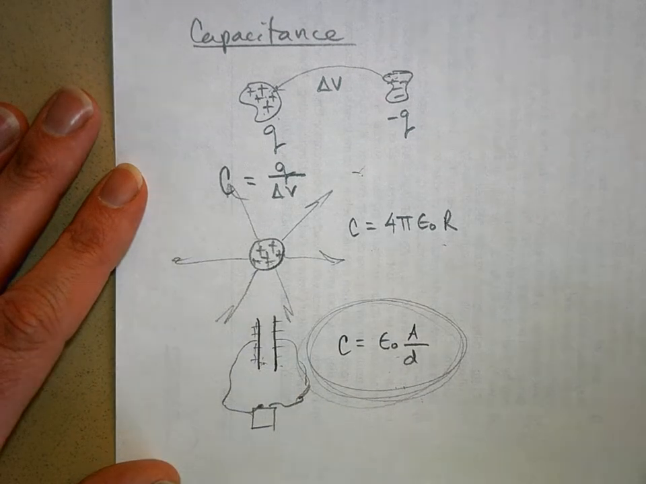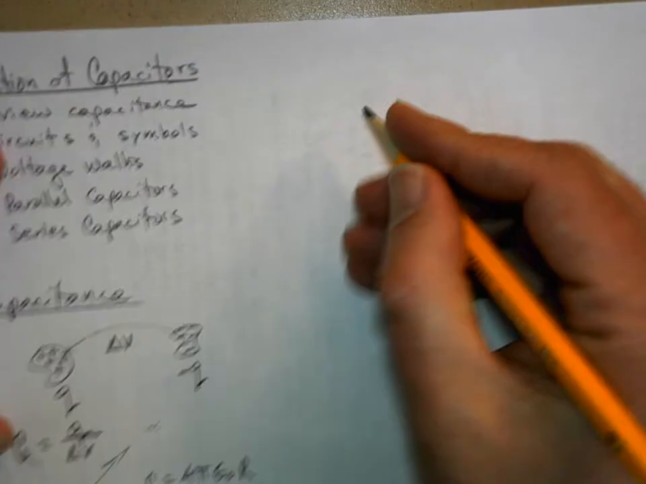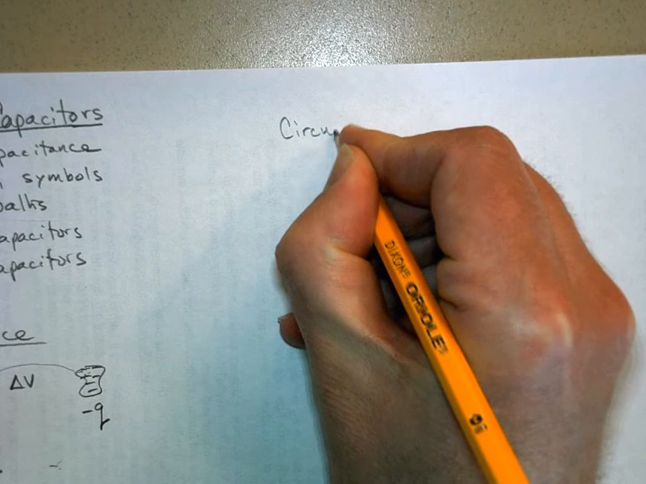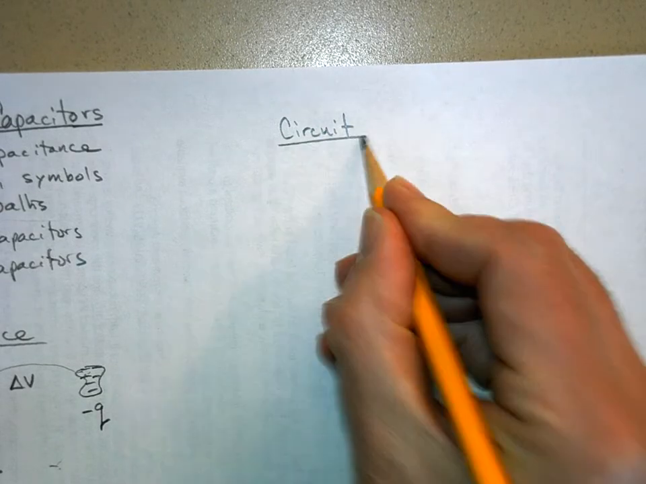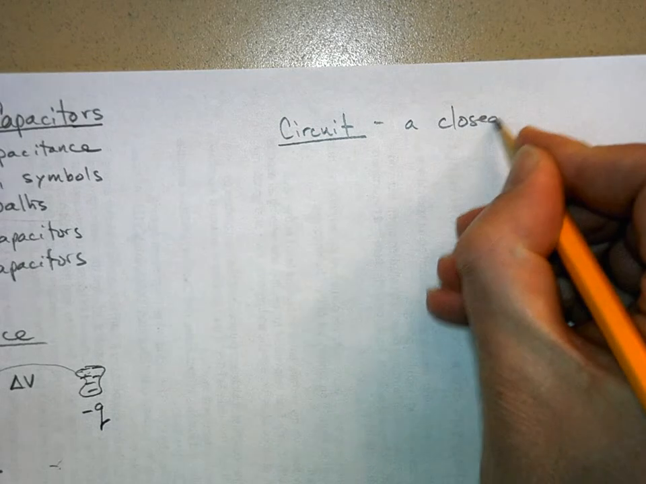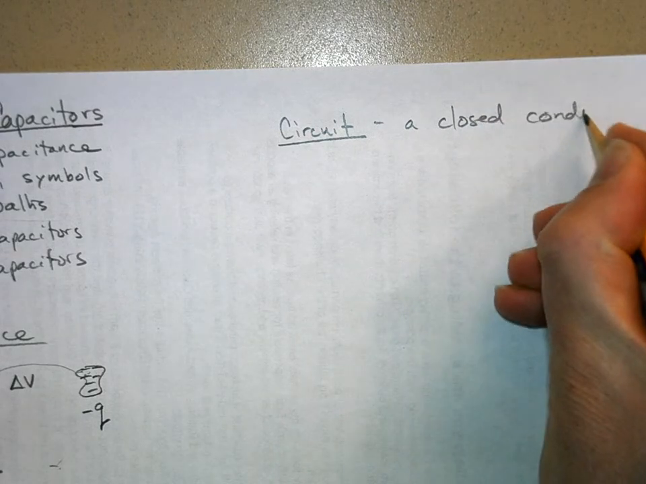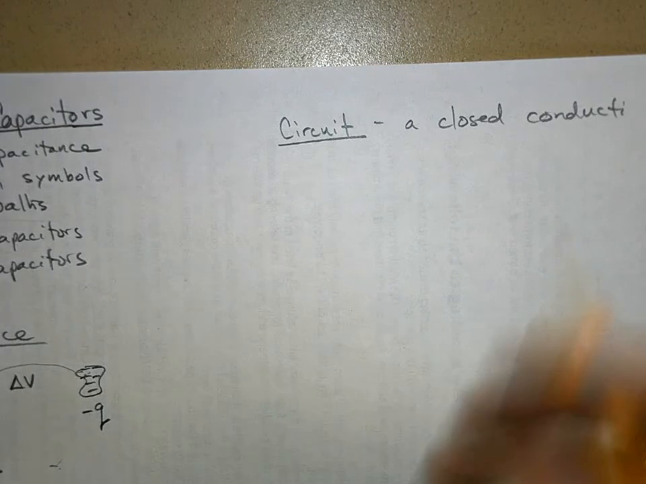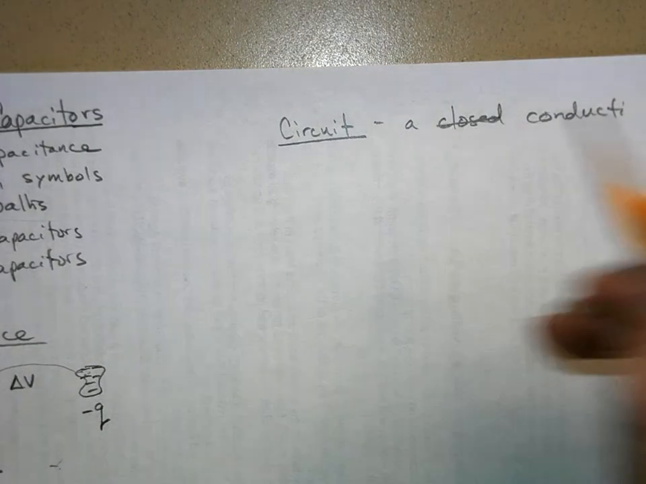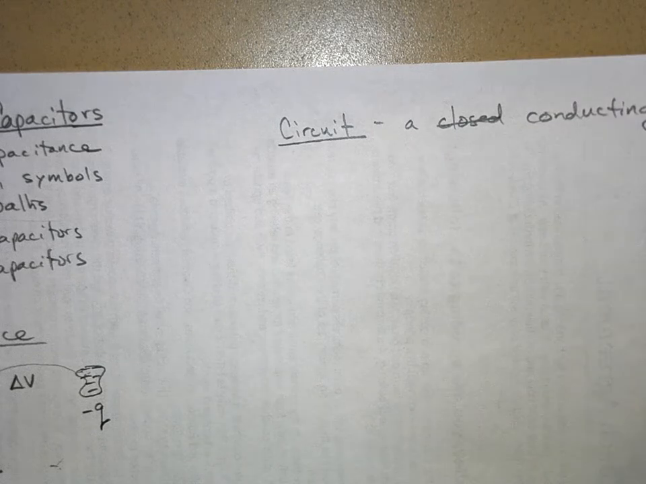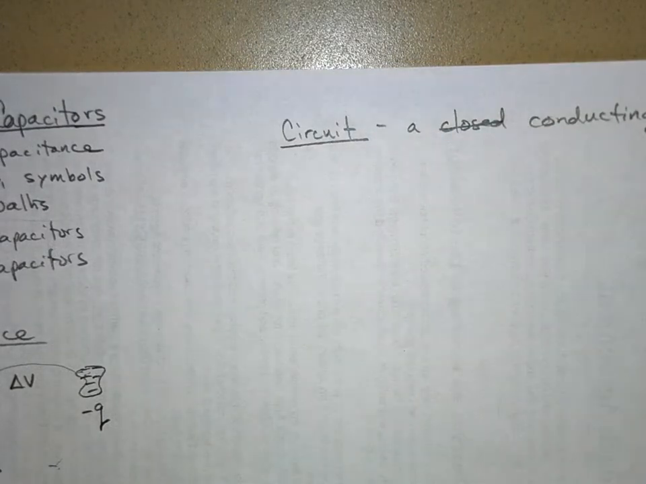So let's talk about circuits. A circuit in electricity and magnetism is a closed, no, it's a closed circuit. It's open or closed, it's a conducting path. It's where you have some conducting material in some kind of a loop.